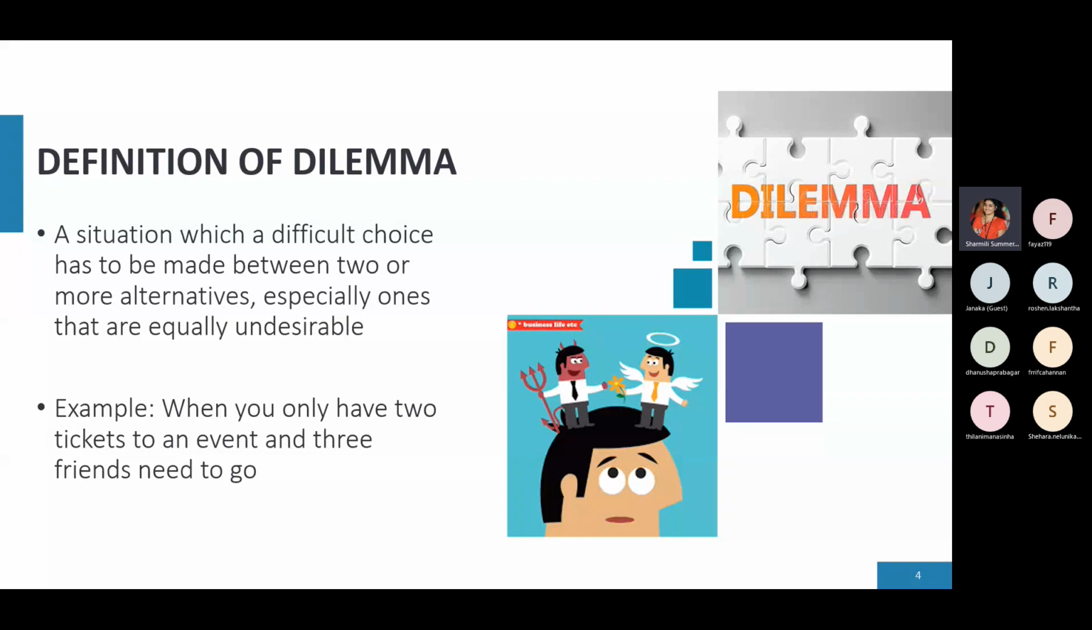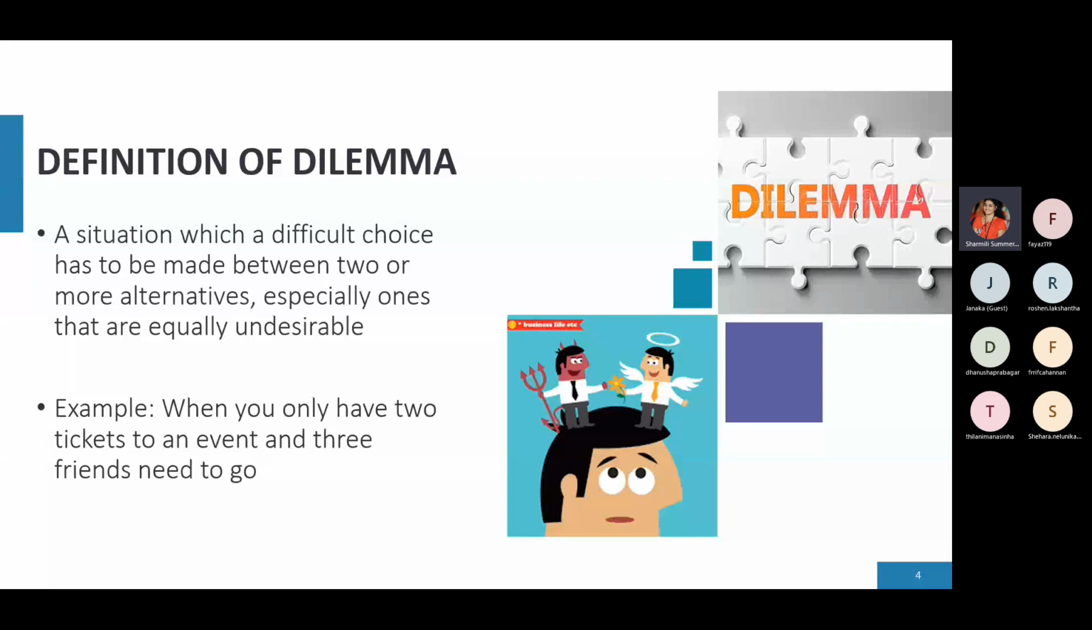So a dilemma could occur in any way. Not only in the workplace, but normally in our home setup, with our friends, families, with our employers, in all these things we can encounter a dilemma. So this is what we call a dilemma.